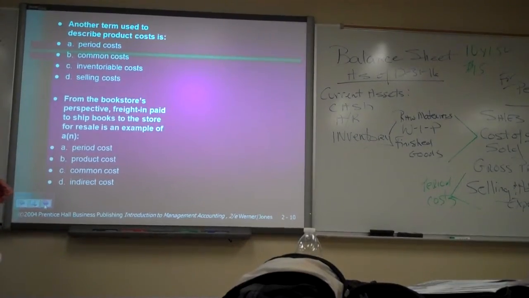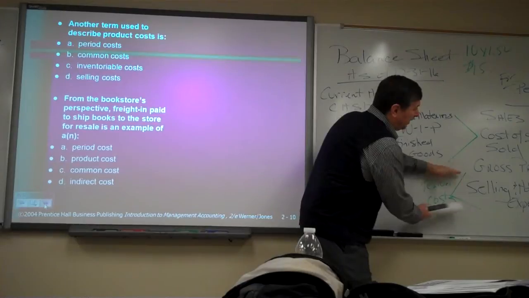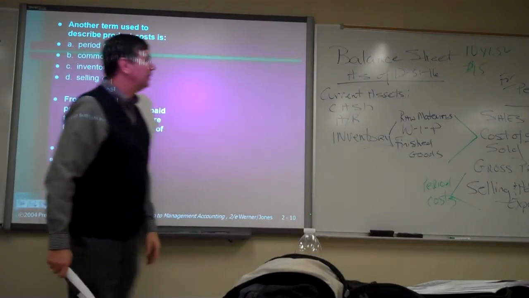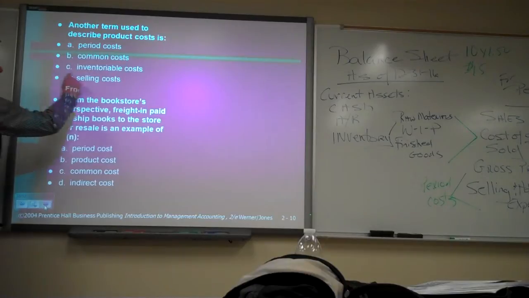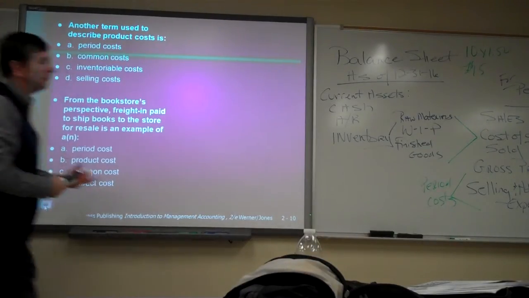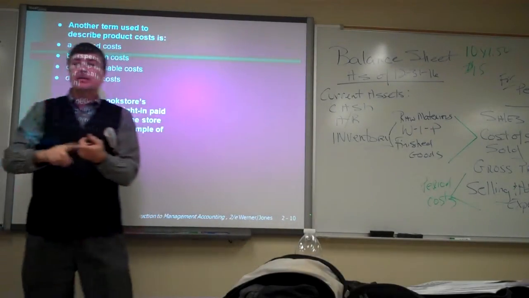Another term used to describe a product cost, a period cost, is what? Right here. Selling and administrative. That's a period cost, right? Selling and administrative is a period cost. This one's a little confusing, but anything that's inventoriable is a product cost. Anything that attaches itself to inventory. That's the cost of the product.